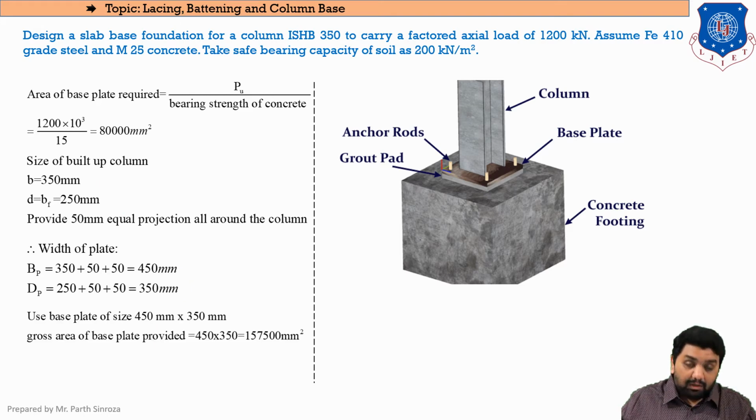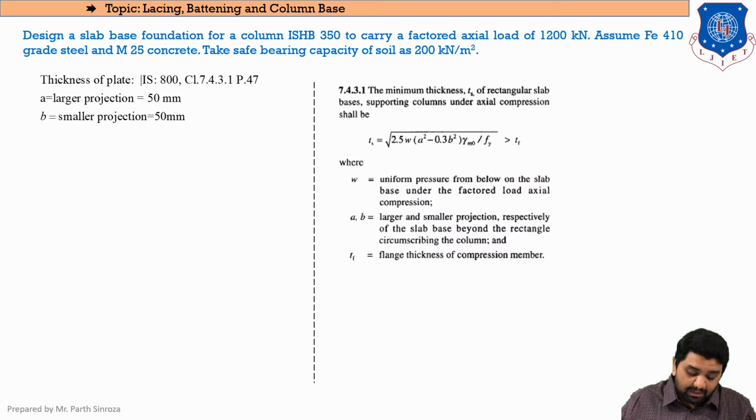And now the total size of the plate that comes out to be 450 cross 350, and the total gross area will be this value that is coming out. Now as we are providing a three-dimensional body, the two dimensions are being calculated, that are the width and depth, and now we will be moving on to the thickness of this base plate. So to find the thickness of base plate, we will be going to our IS code page number 47 and we will be referring 7.4.3.1.